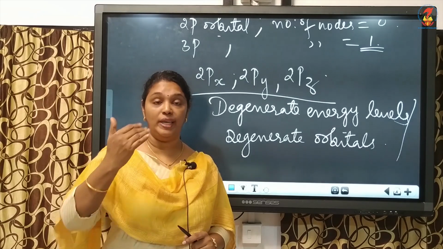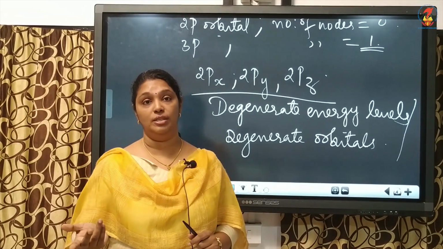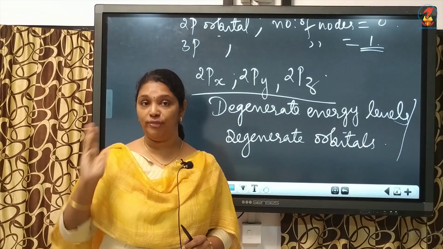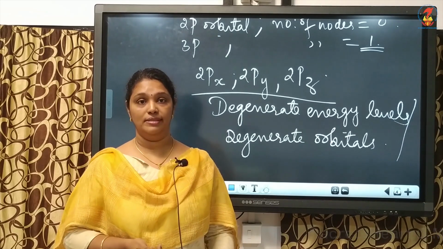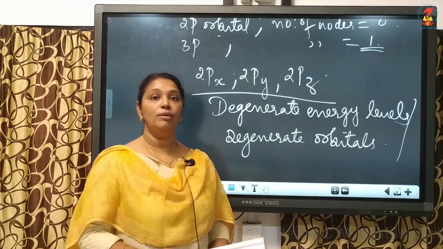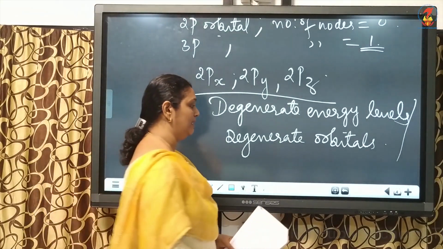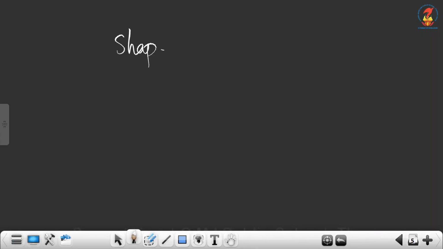But I told you 2p and 3p have different energy, 3p and 4p have different energy, but 4px, 4py, 4pz have the same energy, same shape and same size. So this is about the shape of p orbitals. Now let's see the shape of d orbitals.